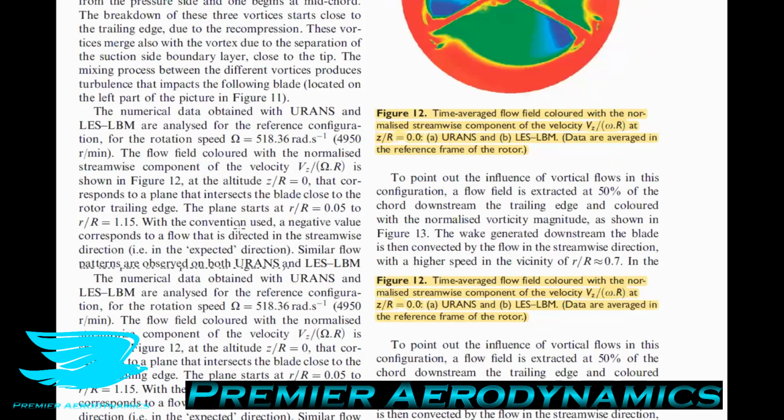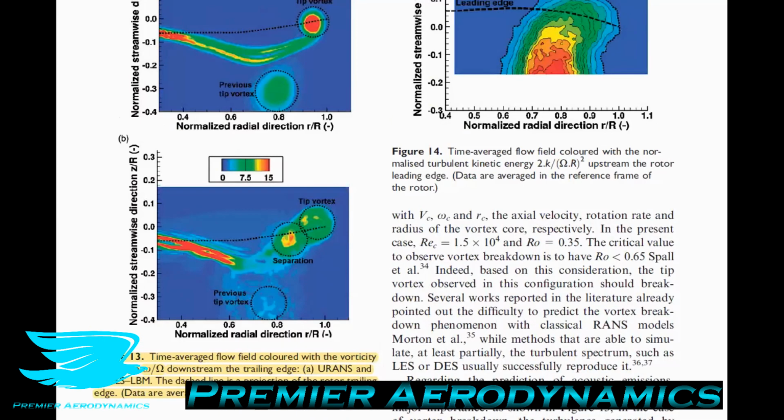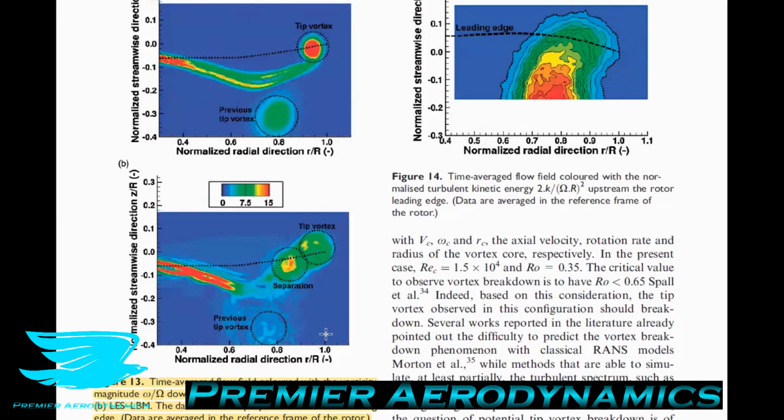So moving on to figure 13, now we're looking at the wingtip section a little bit. Figure 13 shows the time average flow field colored with the vorticity magnitude downstream of the trailing edge for the URANS and the LBM. So in other words, they're highlighting where the vortices are.